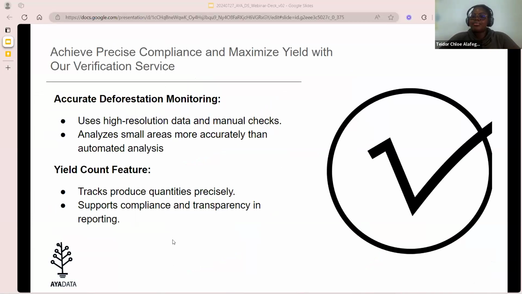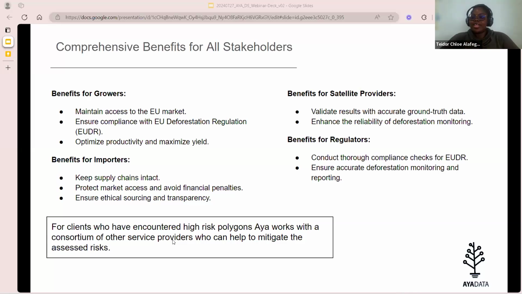By combining both methods, you have a more reliable and trustworthy evaluation of deforestation risk that supports regulatory compliance with confidence. So, like Freddie mentioned earlier, we address the needs of growers, importers, satellite providers, and regulators, making our solution comprehensive by fostering a compliant, productive, and transparent agricultural sector.